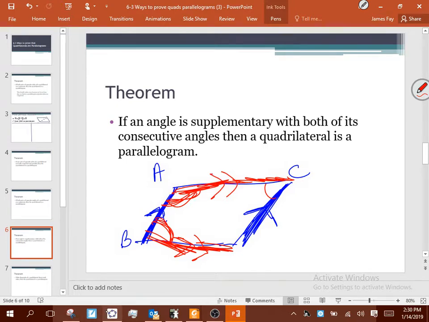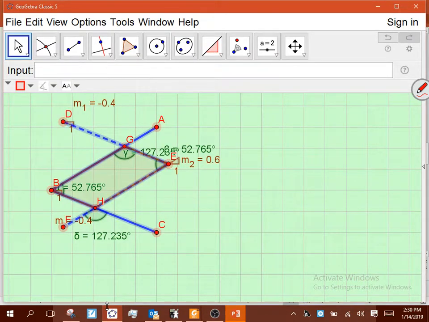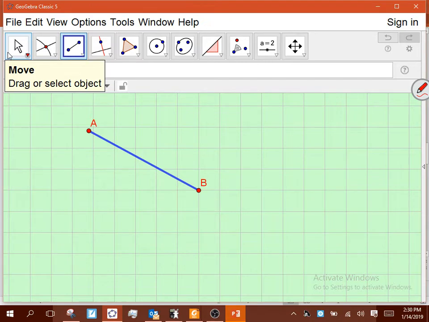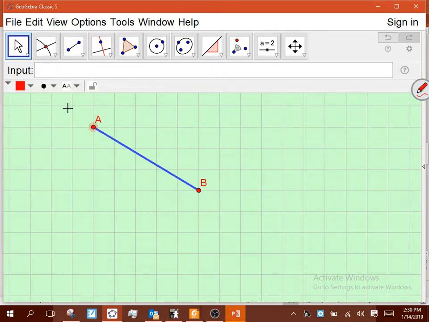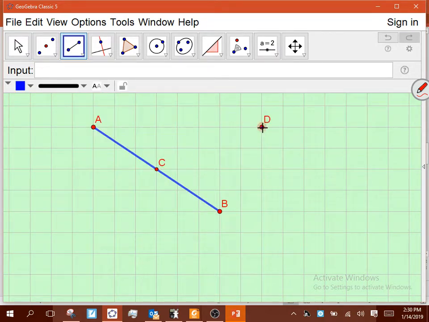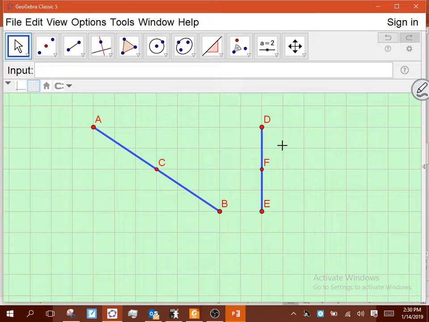The last theorem for the day looks like this. Let's take a segment and find that segment's midpoint. Okay, so it does a good job here. I'm going to manipulate it a little bit so it looks like that. Can I find another segment? Let's make that other segment straight up and down. Can I find its midpoint? Okay. And let's just color this one.